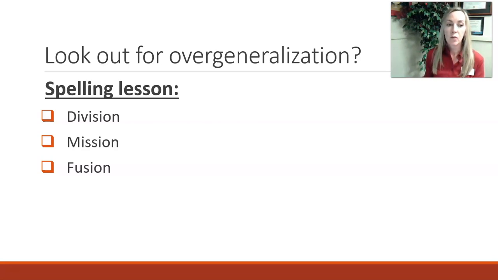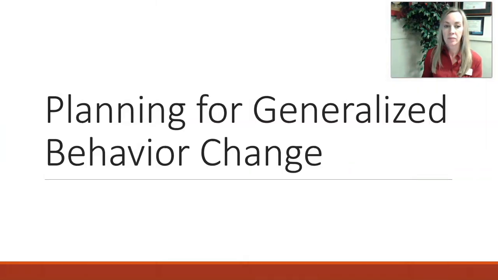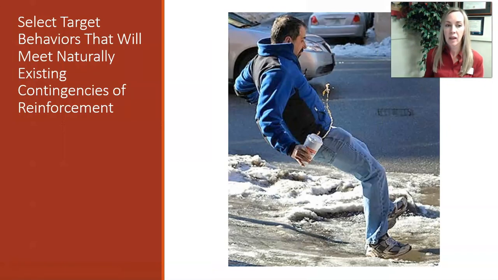You also want to make sure that you're considering overgeneralization. For example, a spelling lesson, and you're teaching students to spell shun, S-I-O-N, and you're giving them division, mission, fusion. So great, I know how to spell all words that end in shun. Fraction, can't overgeneralize on spelling or most skills that we're going to be teaching our students. So we have to think about that. And how do we plan for that? Let's take a look.